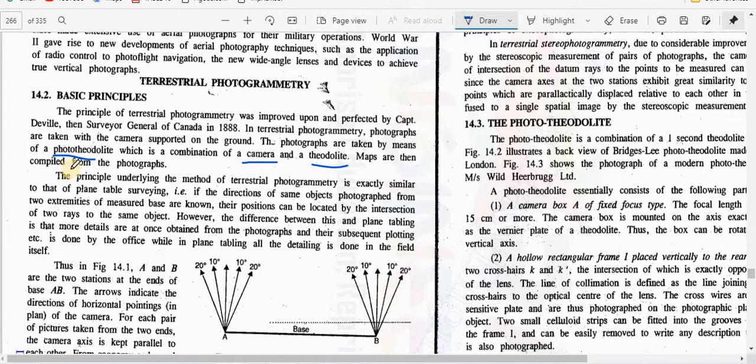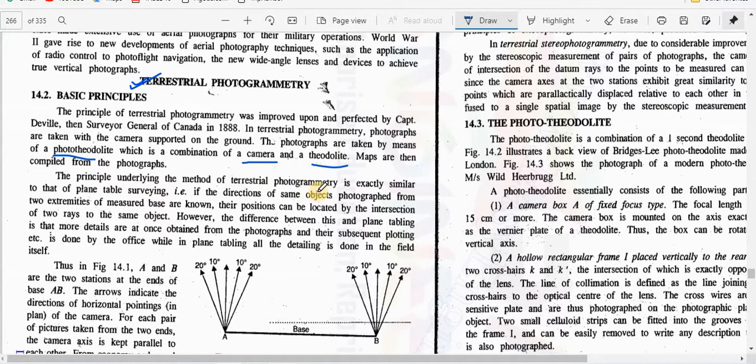Maps are compiled from the photographs. Now with the help of those photographs, we will compile your map. Okay, so this is your terrestrial photography. The principle underlying the method of terrestrial photogrammetry is exactly similar to that of plane table surveying. The procedures and principle are similar to those of plane table surveying.